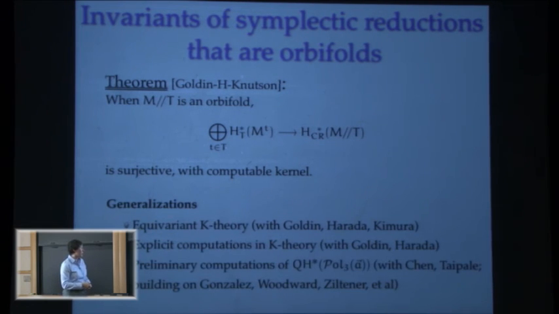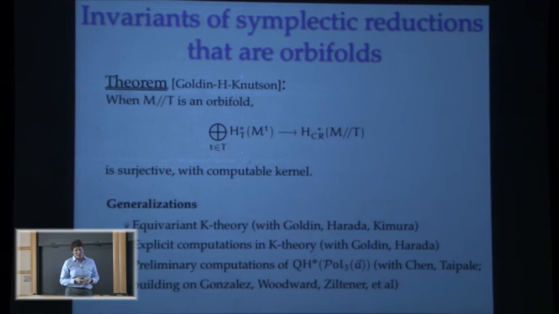And it can be generalized to equivariant K-theory, where there's something to prove that there's a surjection in K-theory. That is work of Megumi Harada and Greg Landweber. But then the same kinds of techniques apply to stringy K-theory, I think it's called, for orbifolds. You can do explicit computations in K-theory. And Gonzalez, Woodward, Ziltener, and a number of other people have been trying to understand the relationship between something you might call equivariant quantum cohomology of some space and the quantum cohomology of the quotient.